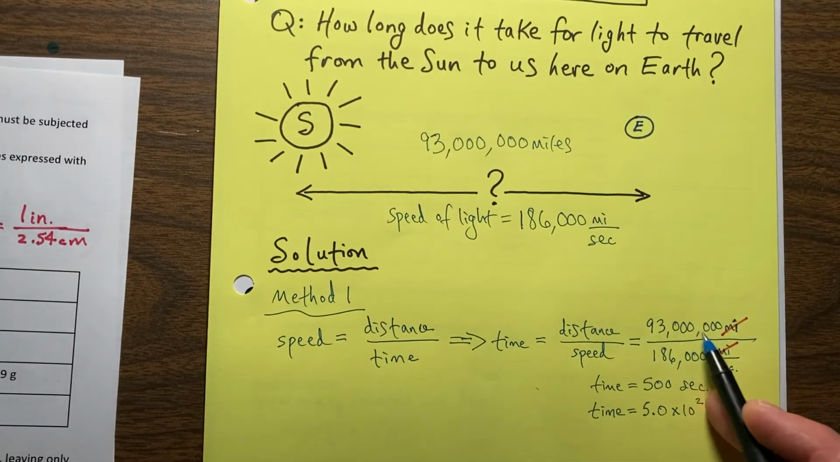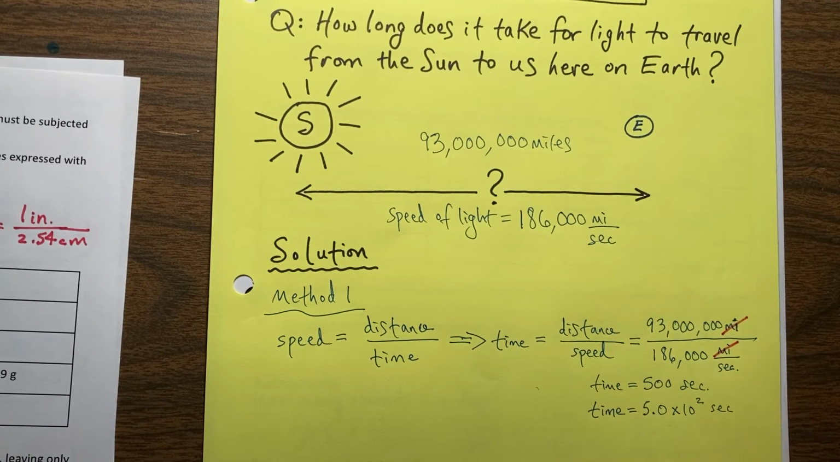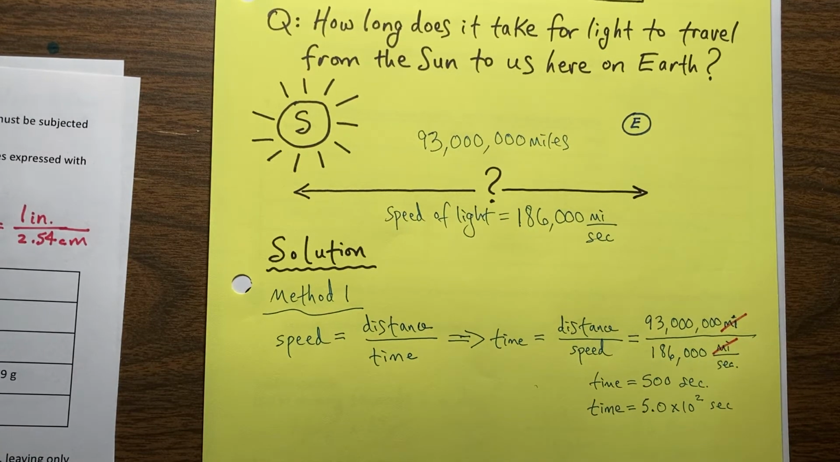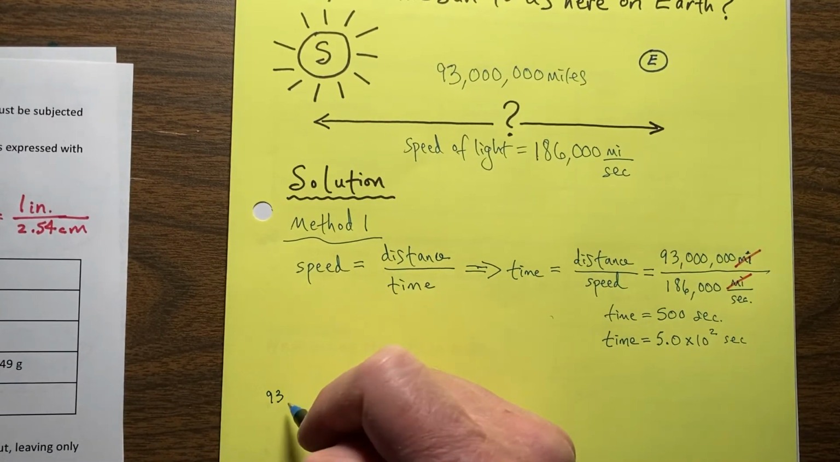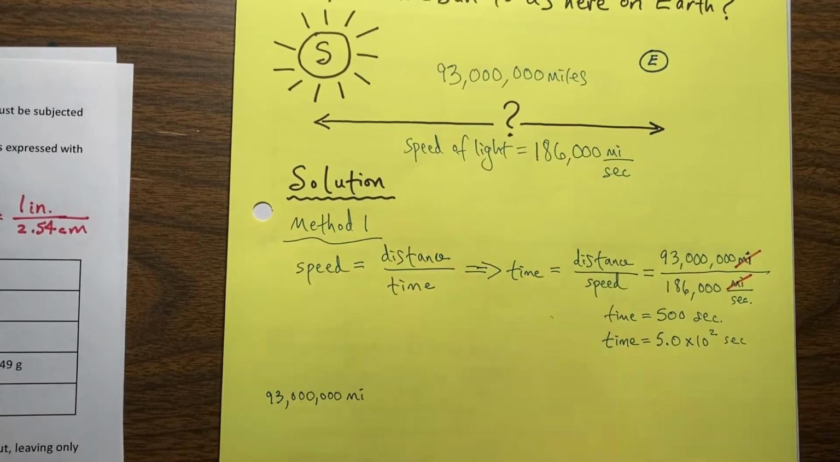Well, you saw the way I did the problem. I had to use the distance and I had to use the speed. The beauty of this unit conversion method is it doesn't matter which one of these I start with. I can start with either one. So I'm just going to start with 93 million miles. I'm going to say, okay, 93 million miles is my beginning point, and I'm going to use the power of unit conversion to come up with the answer.